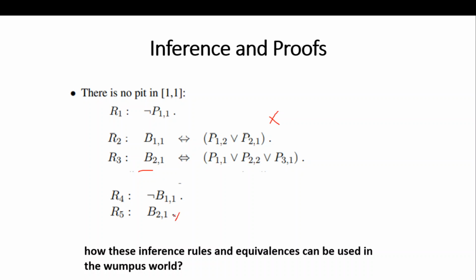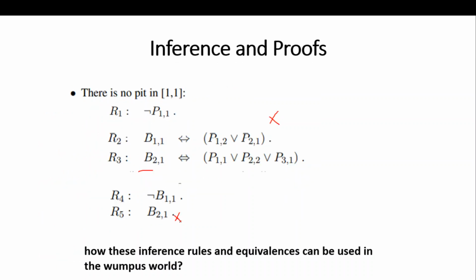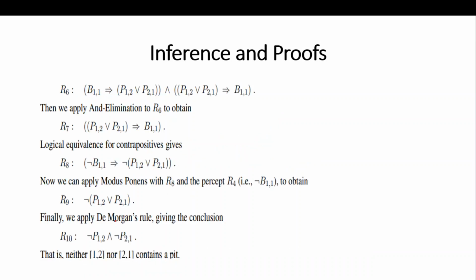So there is breeze. Now what should we do? When the agent moves to the cell 2,1, the agent knows that there is breeze in 2,1, right? Because of that this rule is added: there is breeze in 2,1.